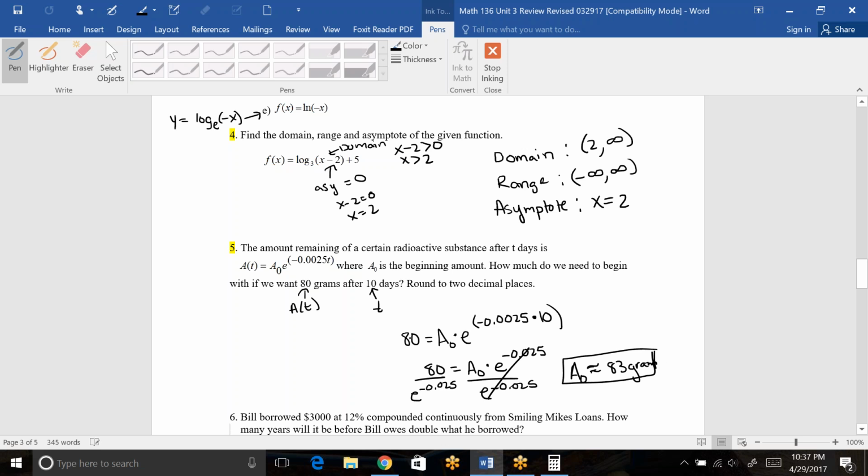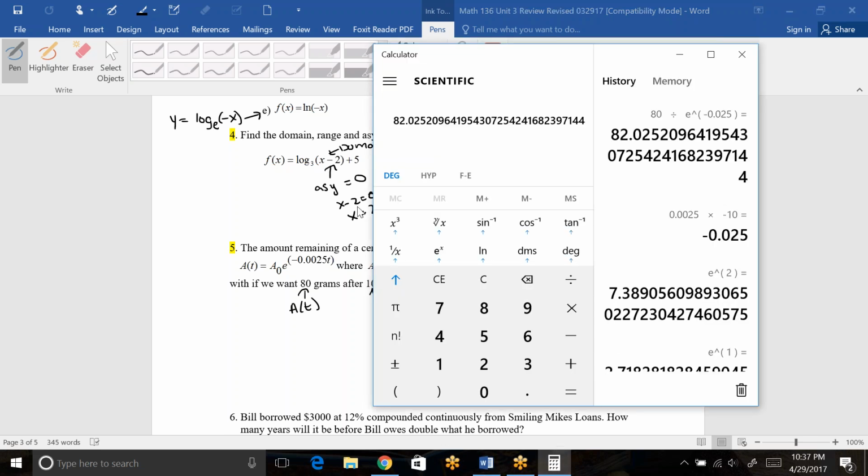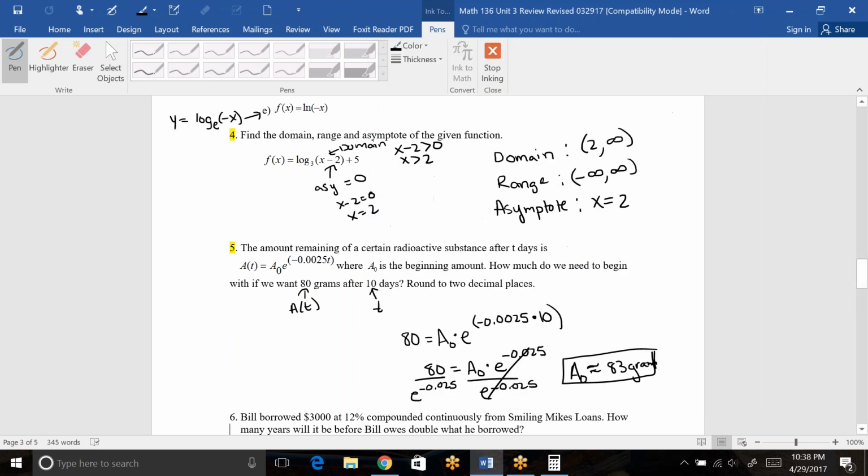So usually with these, when you're solving for the initial amount, oh, it said rounded to 2 decimal places, sorry. I wasn't reading my own directions. So that'd be 0.03. So we're going to keep the 82 and round to 2 places. So 82.03. And notice I did still round up on the decimal place.